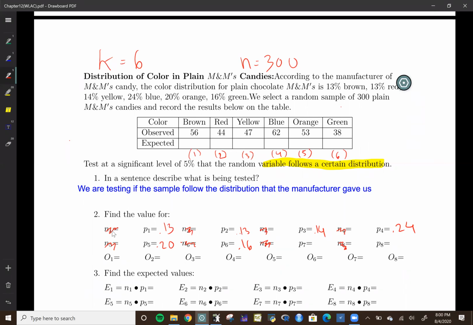So right here, O1 is 56. How many of the 300 candy turn out to be red? So 44, 47, 62, 53, and 38.